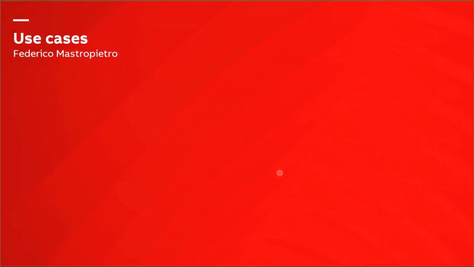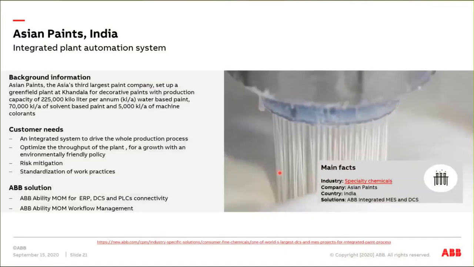I'm starting with one case with Asian Paint. Asian Paint is India's largest and Asia's third largest paint company, and was setting up a greenfield plant in Kandala for decorative paints with production capacity up to 225,000 kiloliters per year, just for water-based paint, plus other massive production of solvent-based and other machine colorants and for automotive.